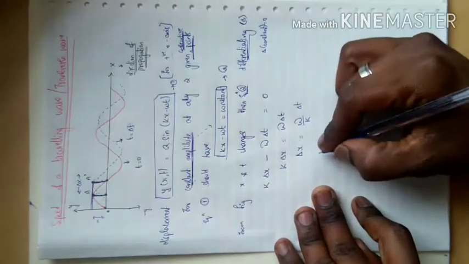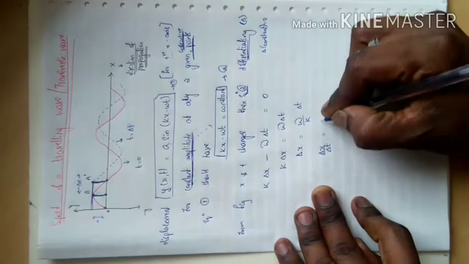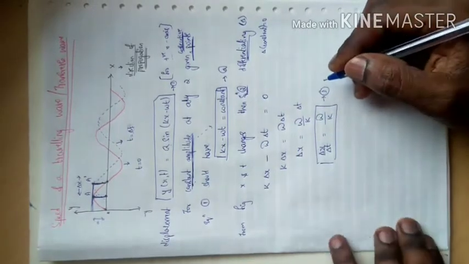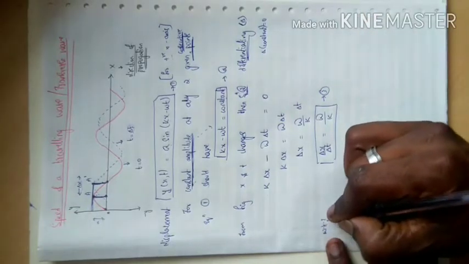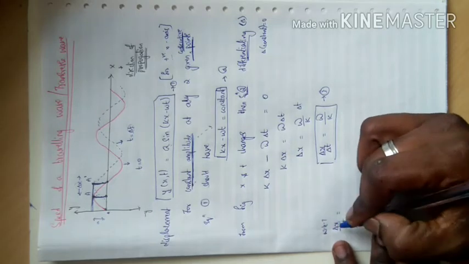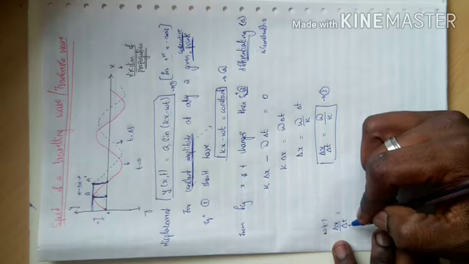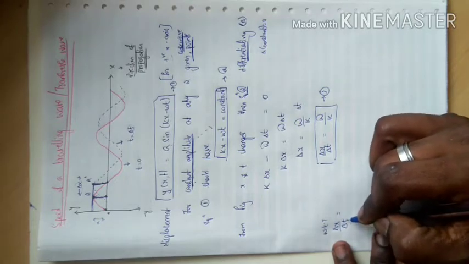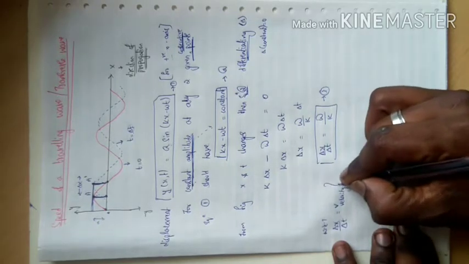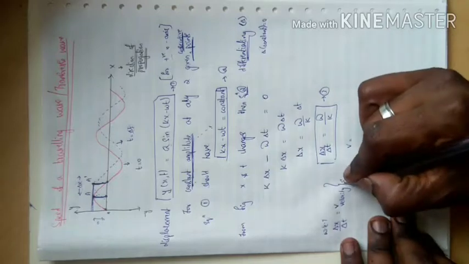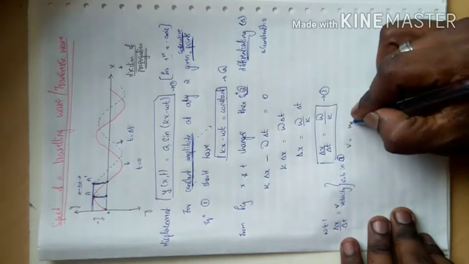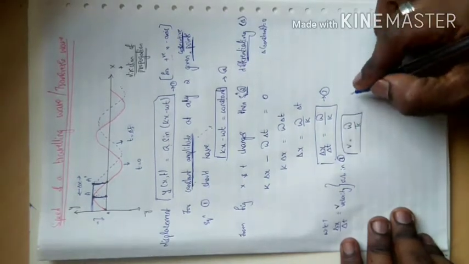Sending delta t to this side, delta x by delta t is equal to omega by k. Let me call it equation 3. We know that delta x by delta t is displacement by time taken. Displacement along which axis? X axis. Displacement with respect to time we call velocity, where v stands for velocity. Substituting in 3, v is equal to omega by k. This is the expression for velocity.